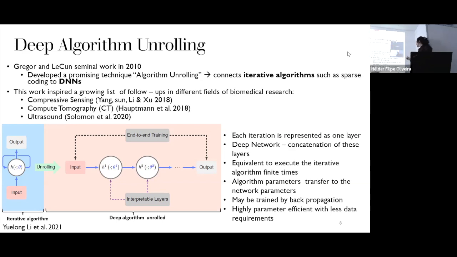of times. Also the parameters are transferred through the network and can be trained through backpropagation. Because it's finite and you already have some parameters learned by capturing the physical principles, the parameters are efficient and we don't require a lot of data.